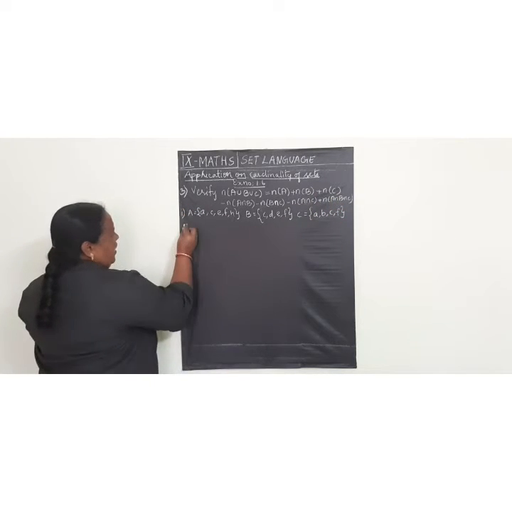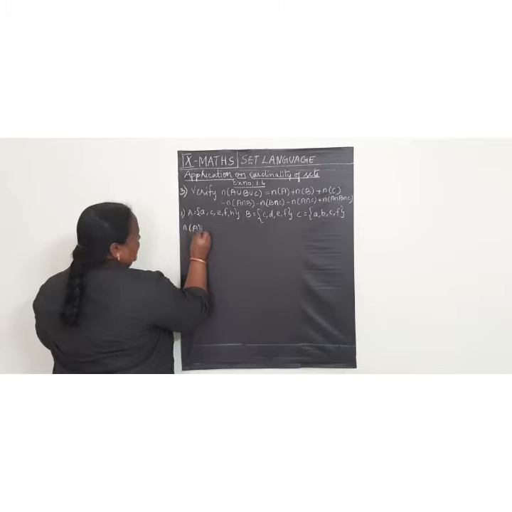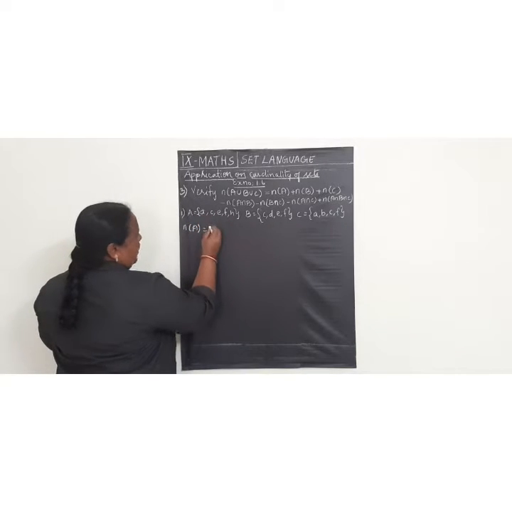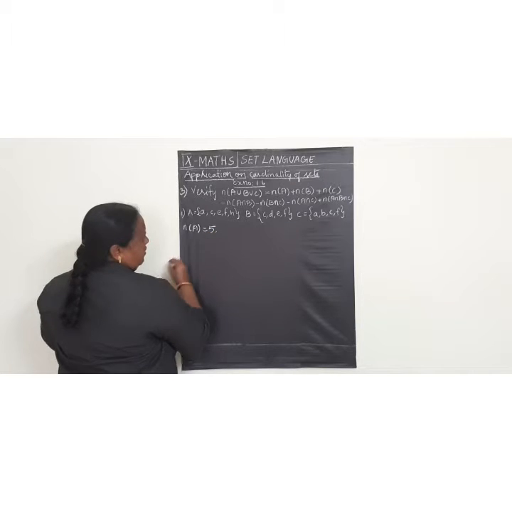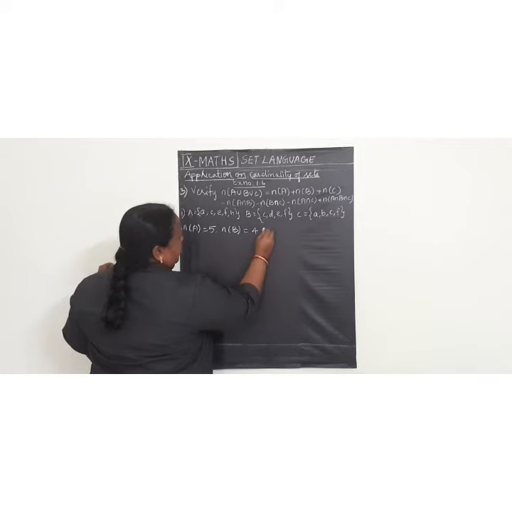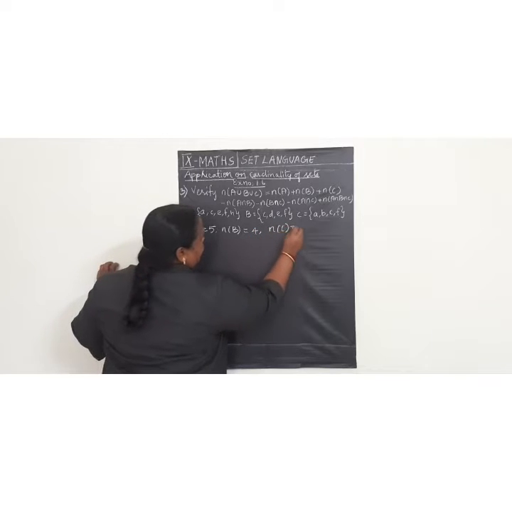So first we find n of A. n of A is equal to the number of elements in the set. So 1, 2, 3, 4, 5. 5 elements in the set A. So n of A is equal to 5. n of B is equal to 4. n of C is equal to 4.